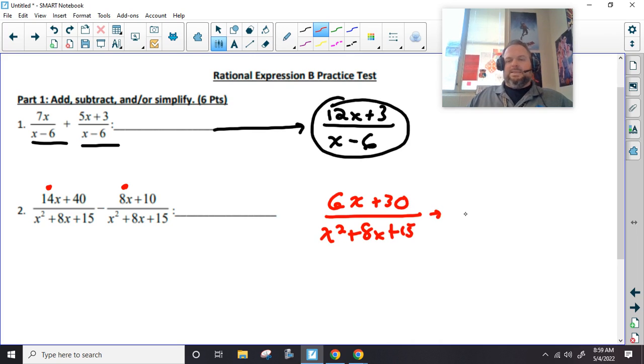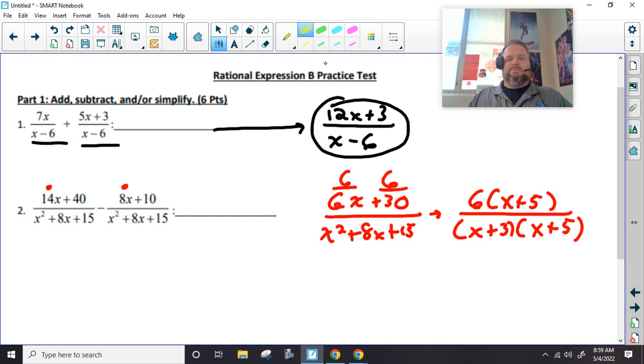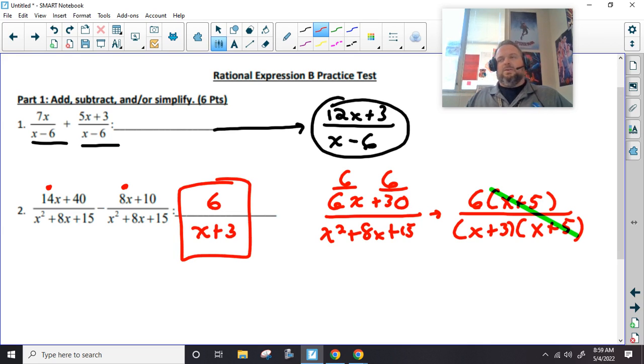All right. On the bottom, this will factor as x plus 3 times x plus 5 because 3 times 5 is 15. 3 plus 5 is 8. Now, I can take a 6 out of both of these over x plus 5. Oh, we get stuff that cancels. X plus 5's cancel, and we're actually left with our answer of 6x plus 3. You can use this as a fraction bar or whatever.